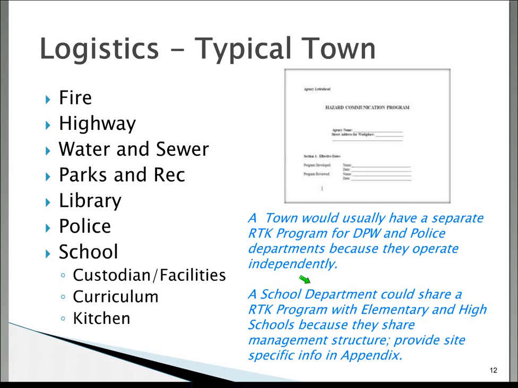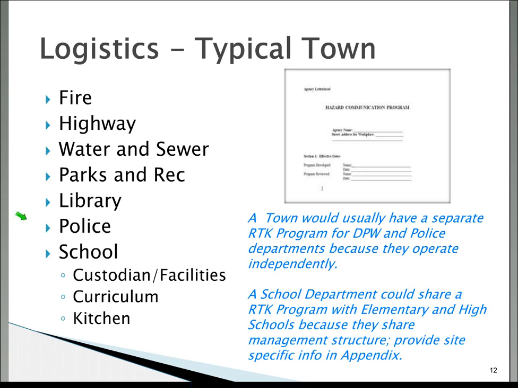Logistics are up to you on how many hazard communication programs you're going to have. So if we look at a typical town, they've got a lot of departments. They have fire department, water and sewer, library, police, and a lot of those departments work very independently. They have different superintendents, and they're almost like their own separate entities and separate companies. If that is true, then they will have a separate hazard communication program.